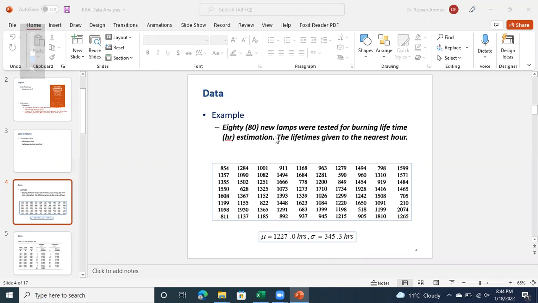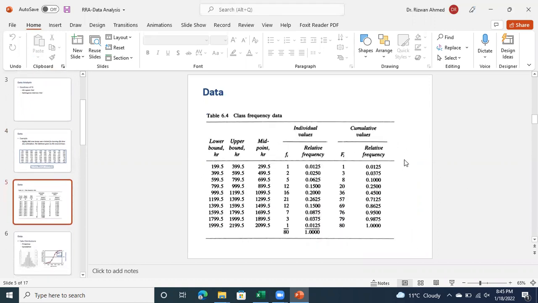This example represents the data for 80 new lamps. Those were tested for burning lifetime estimation, and the lifetimes were given to the nearest odd, and these are the 80 values. So from this data, our first attempt is to develop a frequency distribution. We define the lower bounds and upper bounds of several classes, and we count the number of times the values fall in those upper and lower bounds.